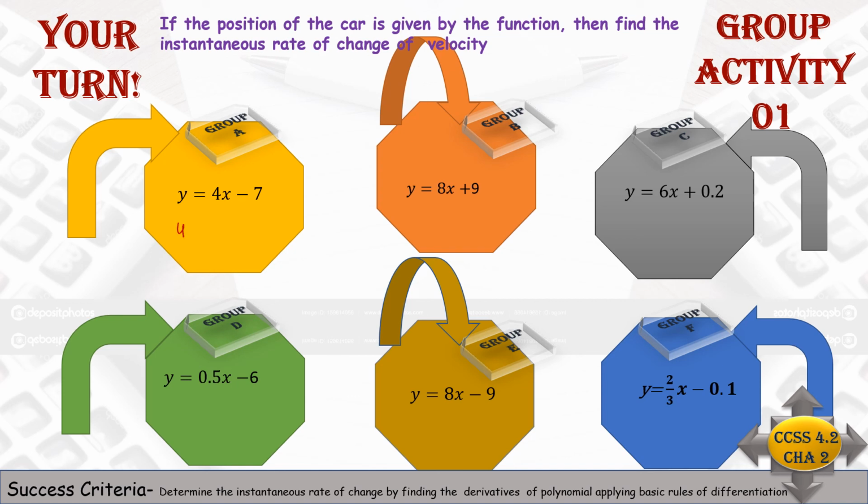So the derivative of 4x minus 7 is 4. Derivative of 8x plus 9 is 8. Derivative of 6x plus 0.2 is 6. Derivative of 0.5x minus 6 is 0.5. Derivative of 8x minus 9 is 8. And the derivative of 2 by 3x is 2 by 3. And the derivative of 0.1 or any constant is 0.